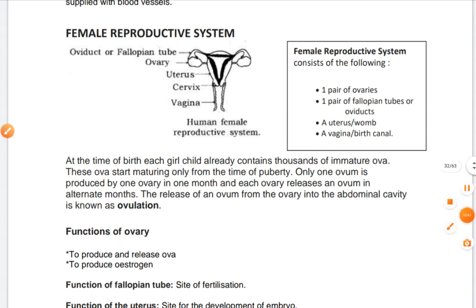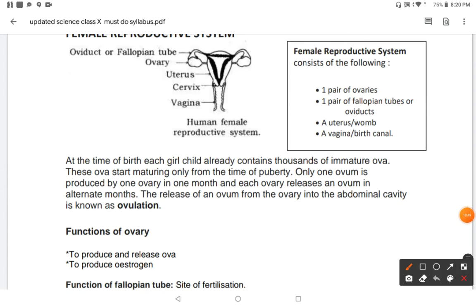Now the female reproductive system contains a pair of ovaries, fallopian tube or oviduct, uterus, also called womb, and vagina or the birth canal. These are the two ovaries in the female reproductive system. This is the fallopian tube where fertilization takes place, uterus where the baby remains for 9 months, cervix is the passage which opens into the vagina, and vagina is also called the birth canal through which the baby comes out from the mother's womb after 9 months. So this is about the process.